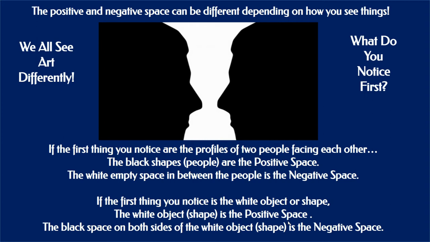But if the very first thing you saw was the white object in the center, that white object is the positive space for you, and the black empty space on both sides of the white object is the negative space. Remember, there's no right or wrong. We all see art differently.